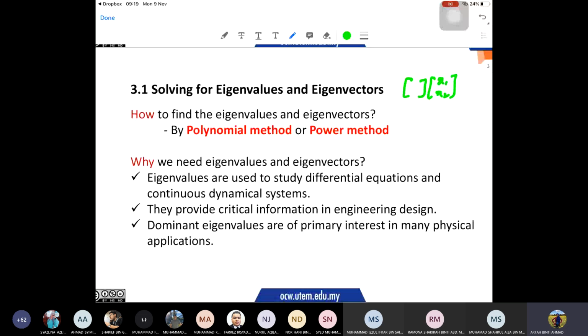So the first one, we need eigenvalue and eigenvector because the eigenvalues are used to study the differential equation, to study the differential equation and continuous dynamical system.